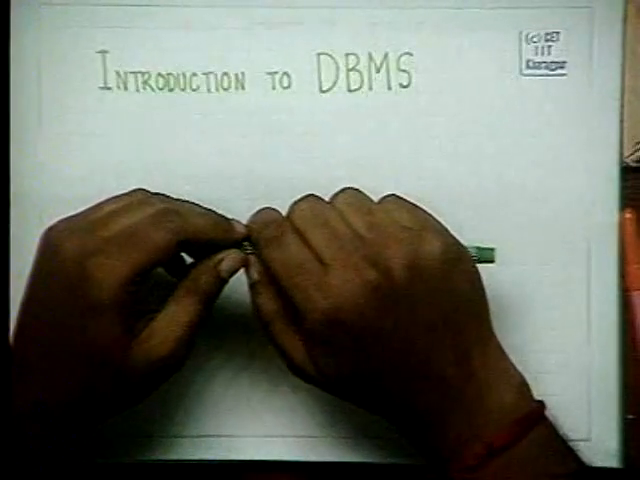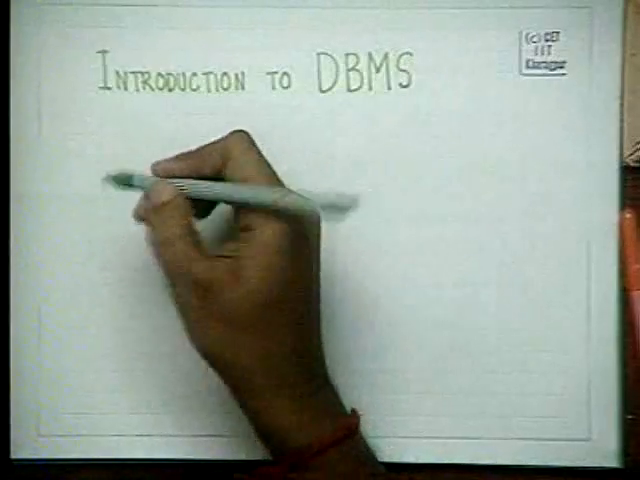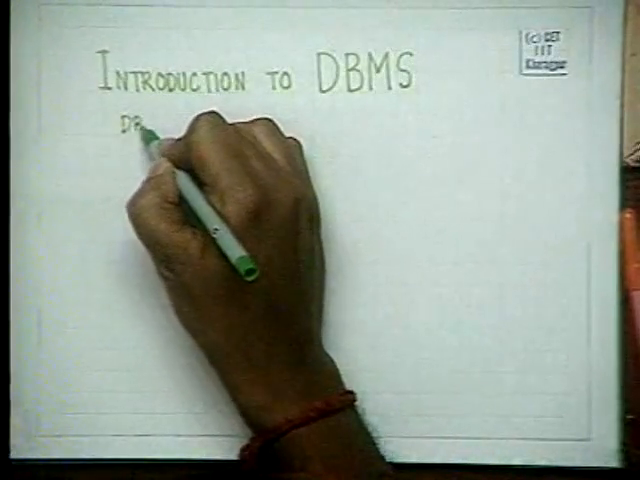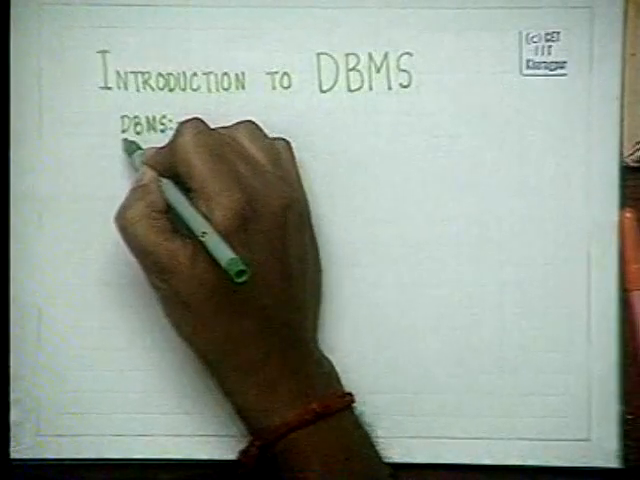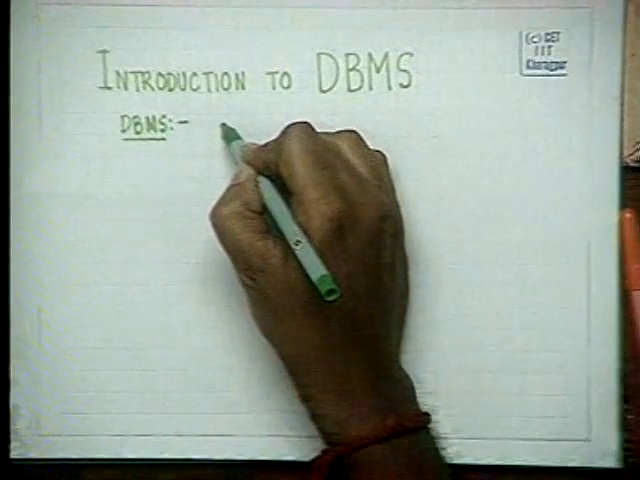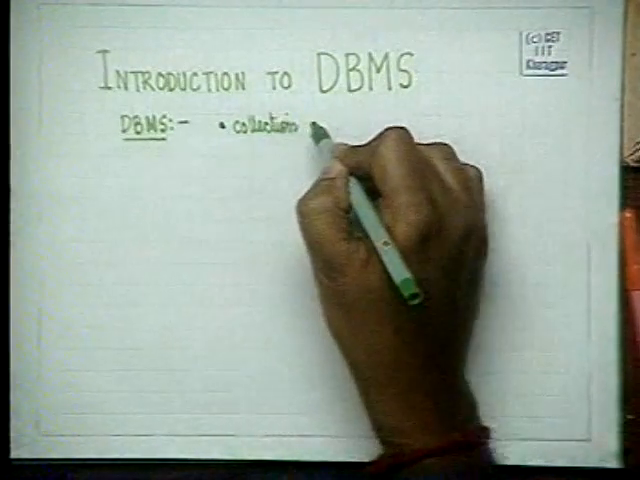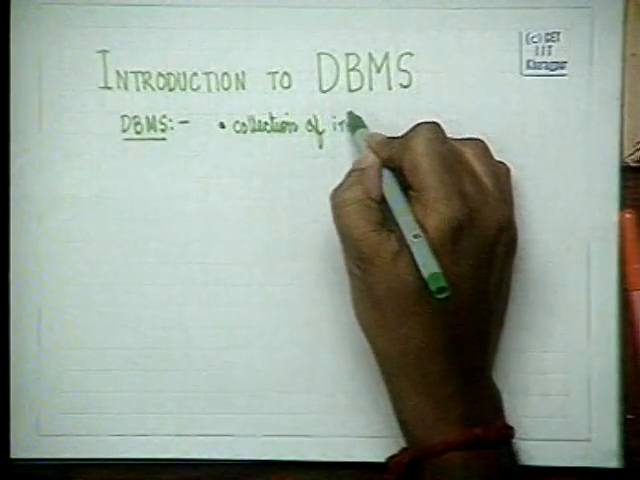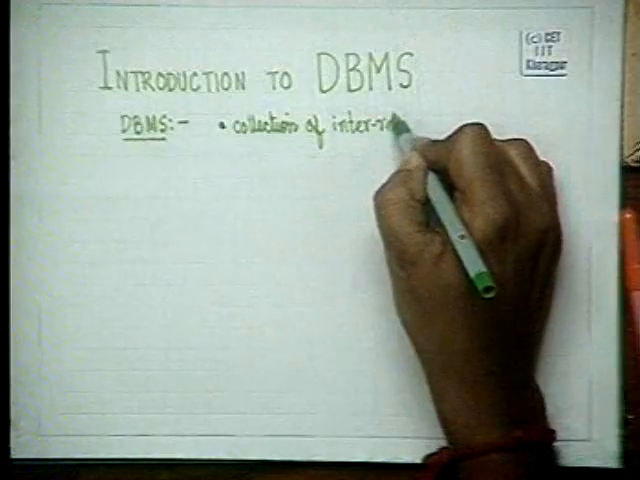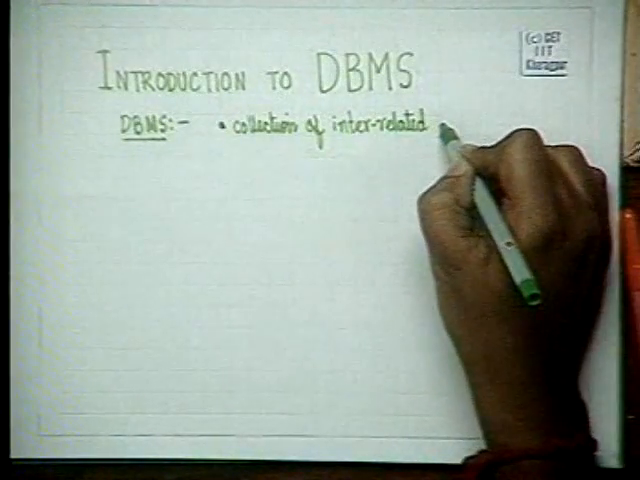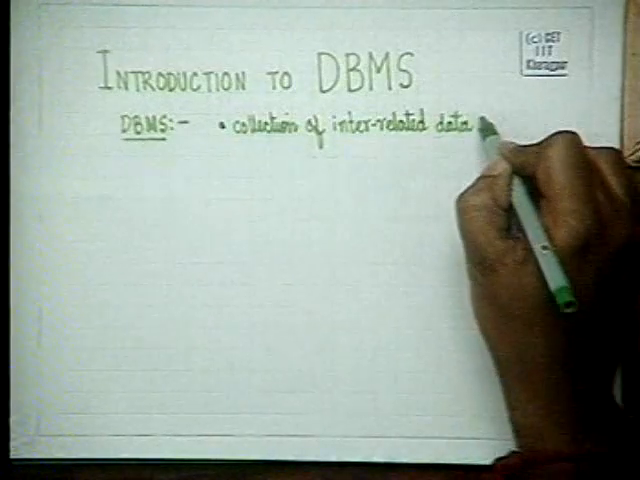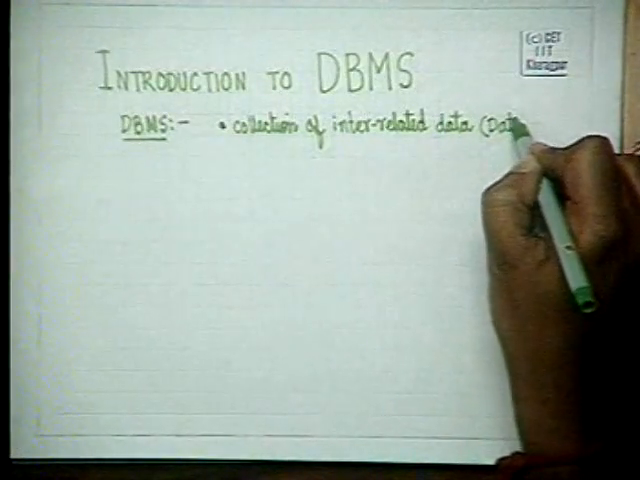Now, DBMS is Database Management Systems. A database is a collection of interrelated data. In a database management system, you have two major components. The first is a collection of interrelated data, which is called the database.